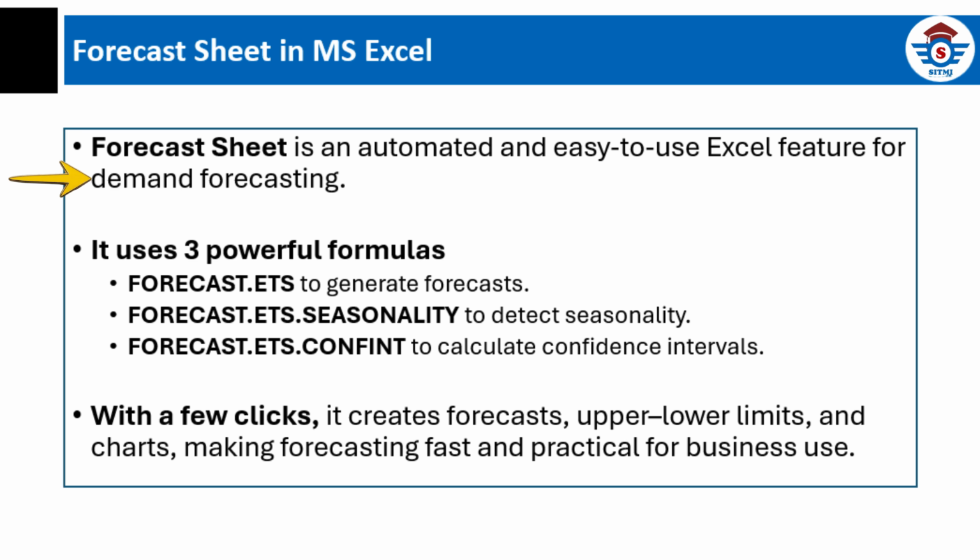And what this forecasting method does, it uses three powerful formulas. The first is forecast.ets, which is used to forecast the values. Then it also uses forecast.ets.seasonality to detect the seasonal pattern. So whatever we have seen in our previous topic about this formula, this is also used in the forecast sheet. The third powerful formula that it uses is forecast.ets.confint. So it also calculates the confidence interval, that is, upper and lower interval.